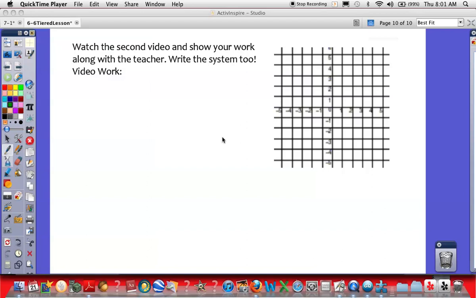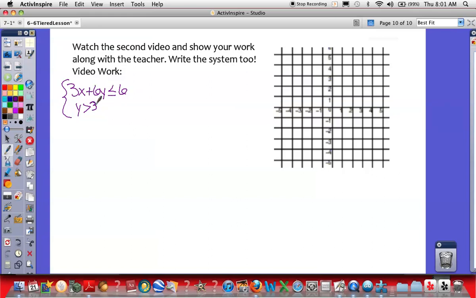Great job. Now that you've moved on to Tier 2, we're going to go ahead and solve a system by graphing. So the first thing that we're going to do is write down our system of inequalities. So our system of inequalities is going to be 3x plus 6y is less than or equal to 6, and y is greater than 2/3 x minus 1.